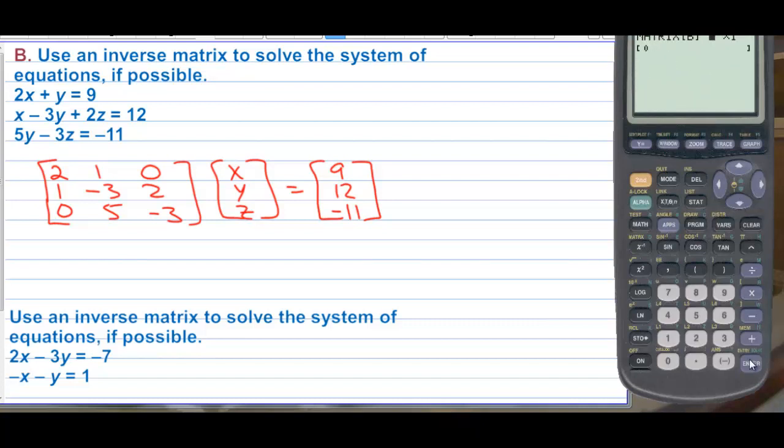Let's go to B. We can edit. We can make this a 3 by 1. We have 9, 12, negative 11. We can quit, and if I call this one A and this one B, what I really want is A inverse times B. We can go to matrix A, and the inverse button is actually the same button for matrix, and then we have times matrix B, and we have 5, negative 1, 2.